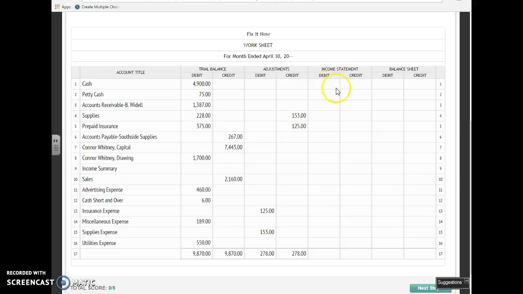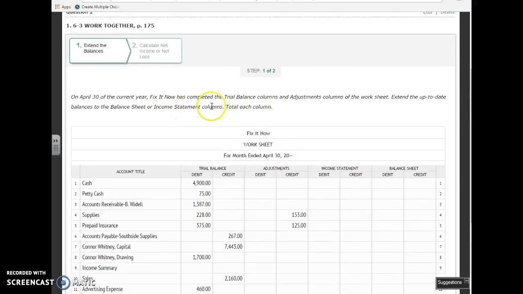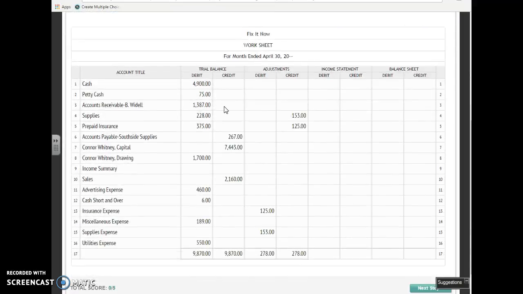So I'm not going to put anything for cash in this column. I'll put it over in my balance sheet column. Again, balance sheet: asset, liabilities, owner's equity. Income statement: revenue, expenses. So all we're going to do is they want us to fill in our balance sheet and income statement columns.